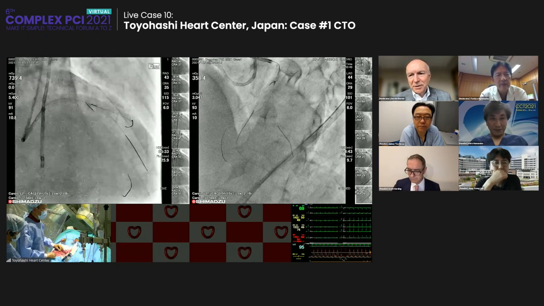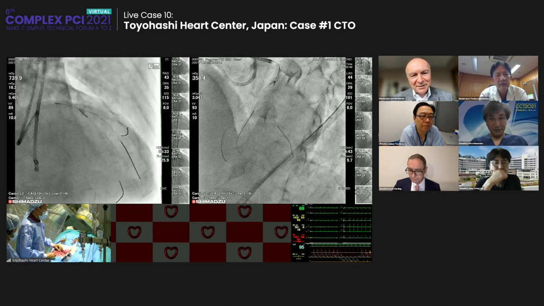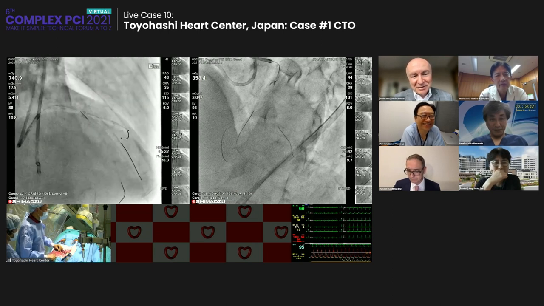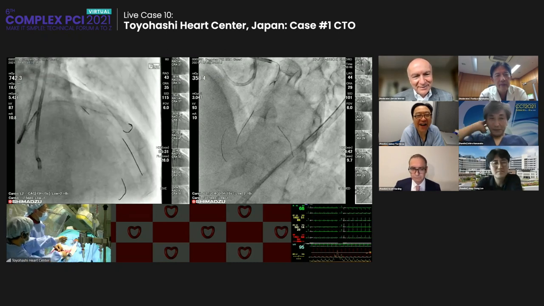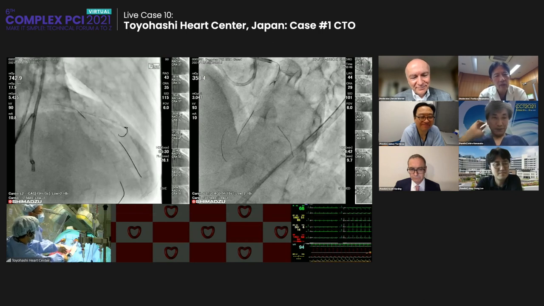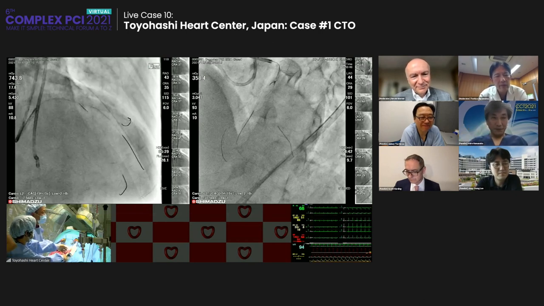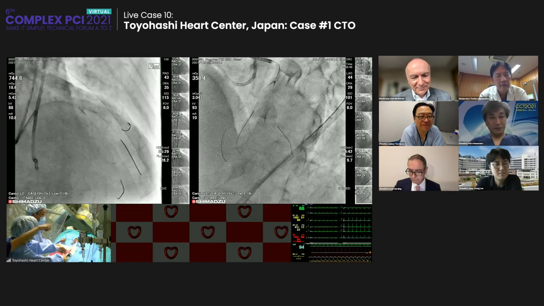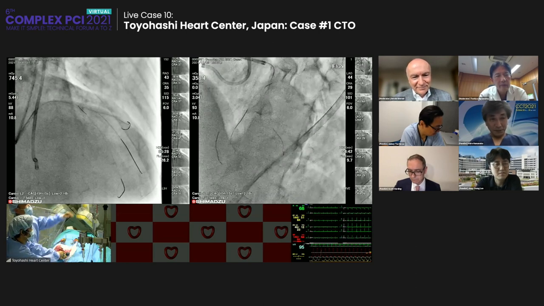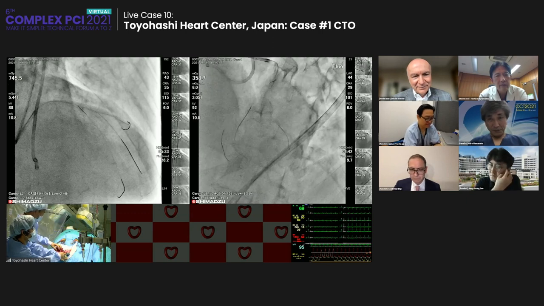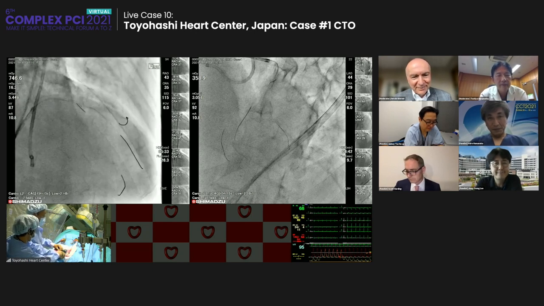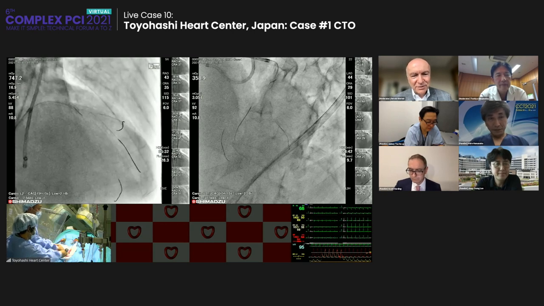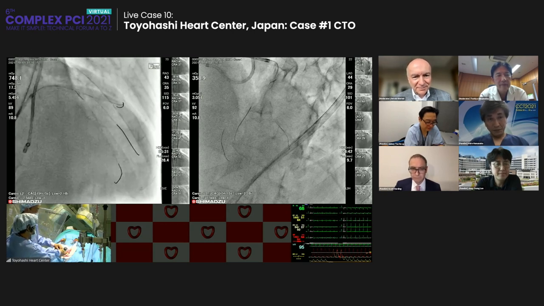Okay, now the difficult part is to mark all three wires in the right way. I personally prefer to use three different wires, actually. I also agree with you. But today I use two Sion Blue and one Sion. Here, I like the Terumo wires, actually, because they have the distal marker. That makes it easier. You can do it with different software.